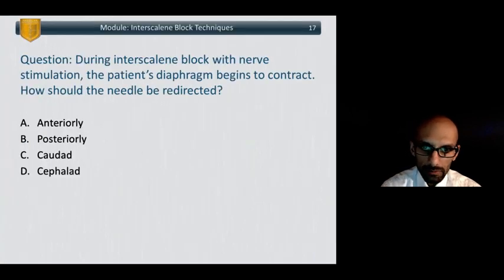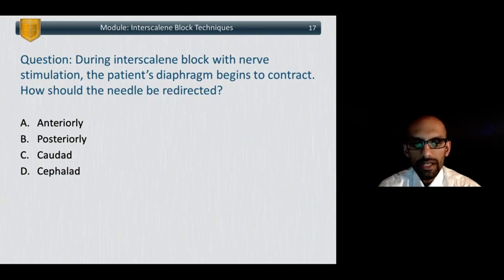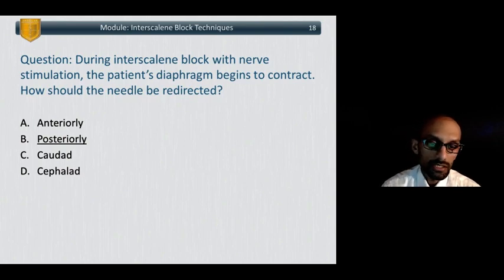So during interscalene block with nerve stimulation, the patient's diaphragm begins to contract. How should the needle be redirected? Your choices are anterior, posterior, caudad, or cephalad. So if the patient is starting to have hiccups, you're probably placing your needle a little too anteriorly, because that's where the phrenic nerve lives. It courses down anteriorly relative to the brachial plexus. So you would need to move your needle posteriorly.